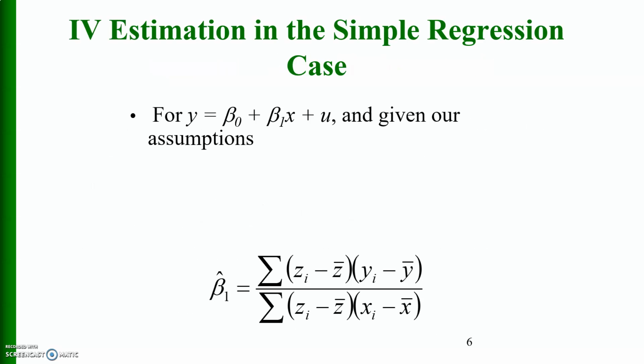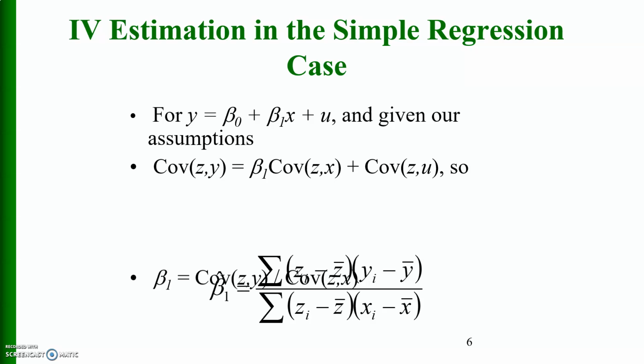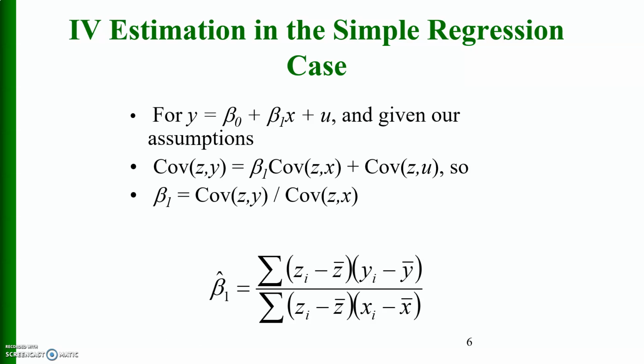For y equals beta naught plus beta 1 x plus u, and given our assumptions, the covariance of z and y is equal to beta 1 times the covariance of z and x plus the covariance of z and u, so that beta 1 is equal to the covariance of z and y divided by the covariance of z and x. Then the instrumental variable estimator for beta 1 is beta 1 hat equals the summation of (zi minus z bar) times (yi minus y bar) divided by the summation of (zi minus z bar) times (xi minus x bar).